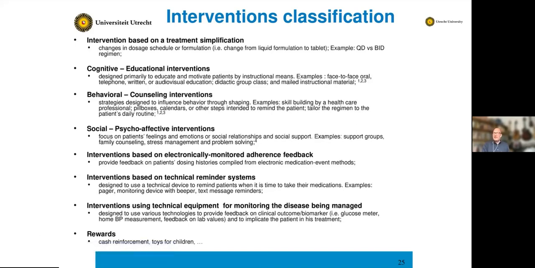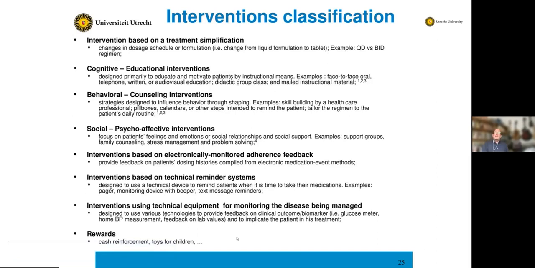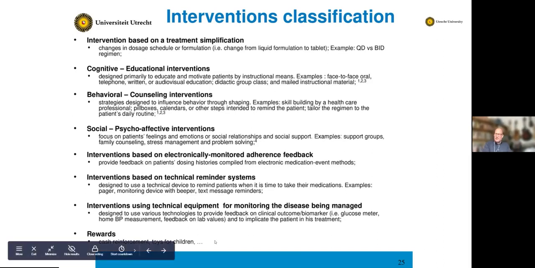Technical reminder systems, there's lots of those, so apps that give you a reminder multiple times a day to take your medication, etc. So those are all aimed at not forgetting to take your medication. And then a feedback based on effectiveness. So blood pressure measurements at home, glucose measures that show people how their disease is going, and then making them think about taking the medication. And then there's rewards, so that's the ones that we talked about, so cash, etc., or lottery tickets.